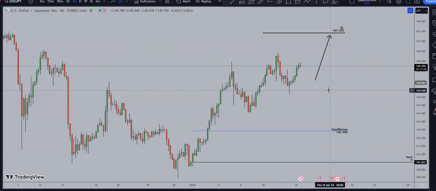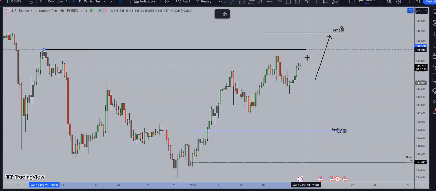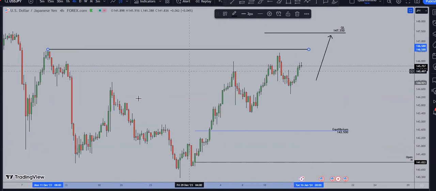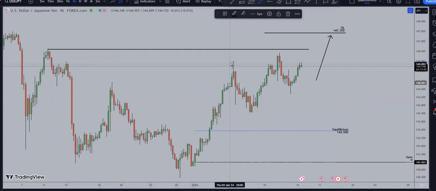USD Japanese yen are the ones actually moving. We have this high here on December 11 of last year, and we can clearly see how the market is approaching that critical level. We have this high here, this high here, and this low here, so we're creating a little channel, creating a steady momentum to our target here at 147,350. So this is bullish.